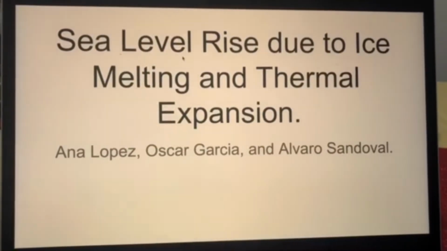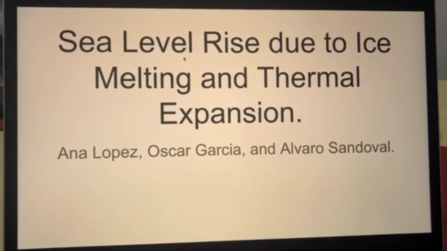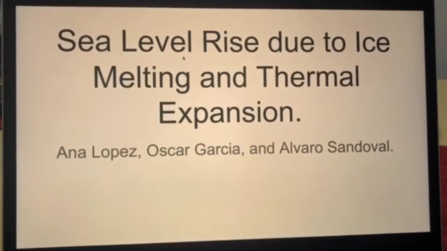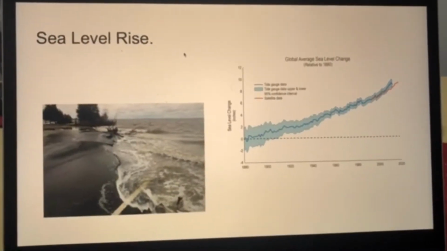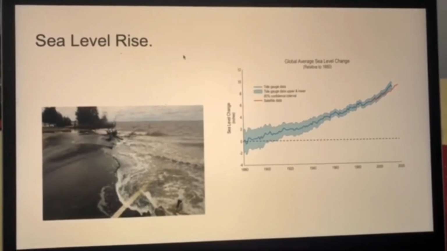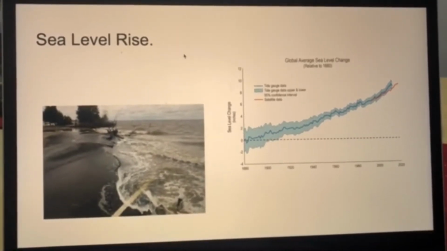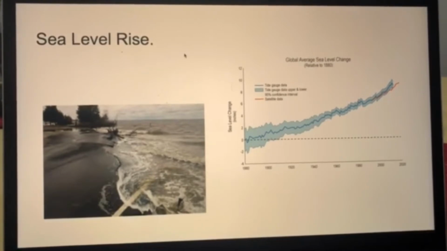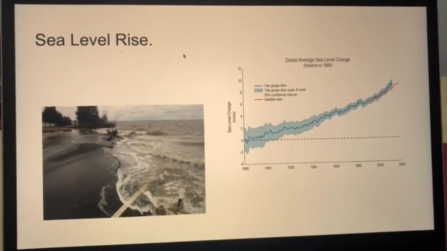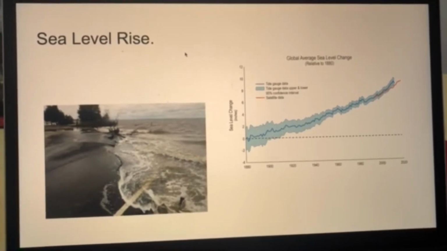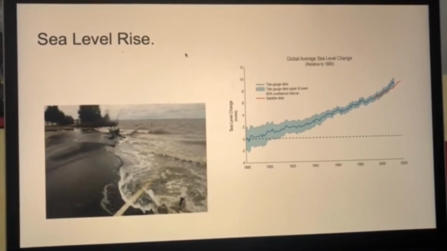So our topic is sea level rise due to ice melting and thermal expansion. Okay, hi, I'm Oscar and I'm going to be talking about sea level rise. Water rises due to a combination of things. This combination includes glaciers and ice sheets melting and thermal expansion, which is the sea water warming.